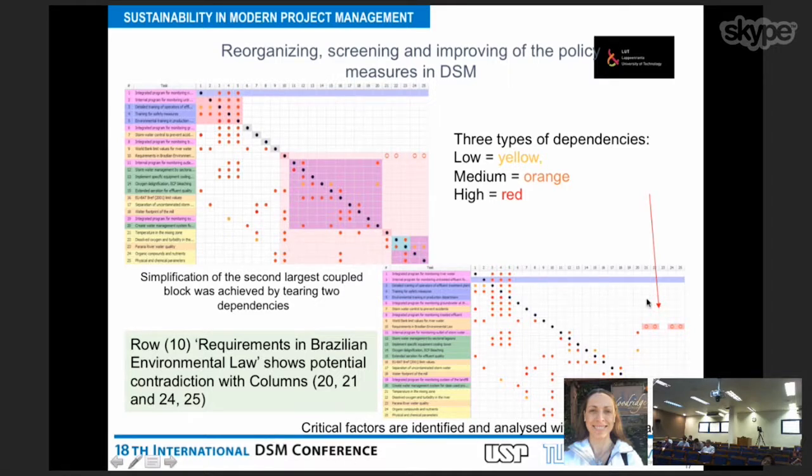So in this case, we have seen that this is still in potential contradiction, and we have to repeat our process in this DSM matrix to improve the process of this policy, because as we know, this environmental law has the major criteria for implementing some policy. I mean, it comes from the legislation.